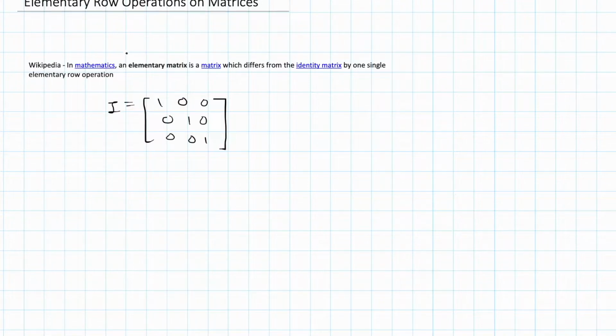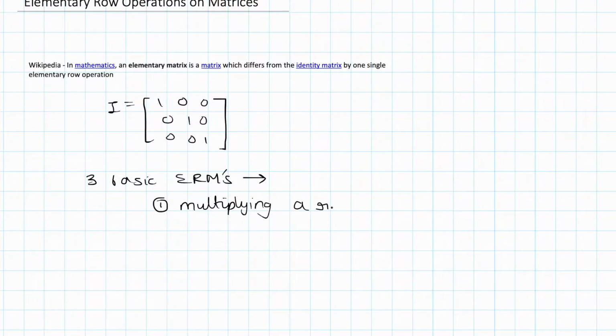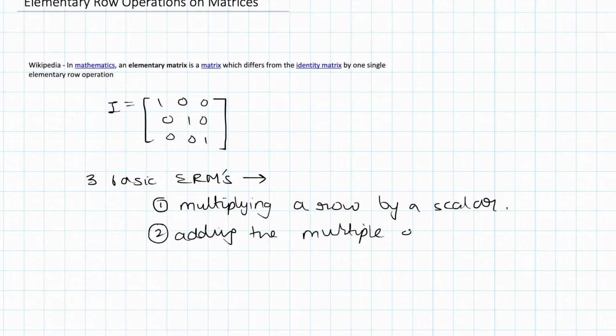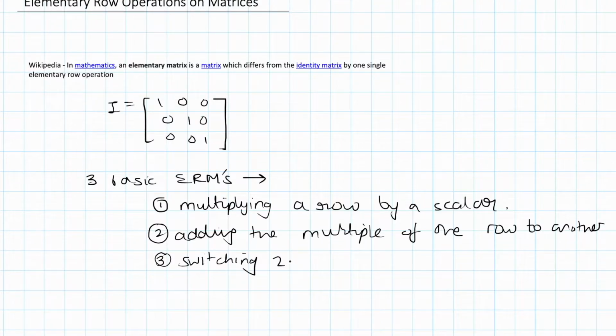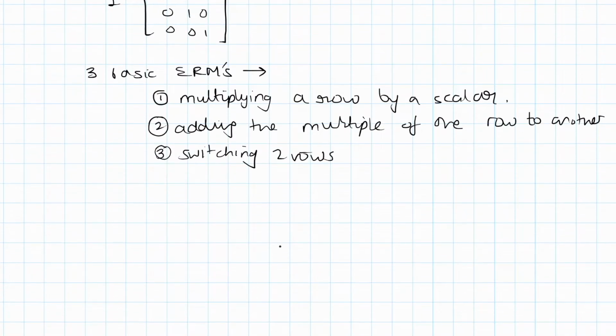Now Gauss was a famous mathematician who told us about three basic elementary row operations. So three basic ERMs, elementary row operations. The first was multiplying a row by a scalar, as we saw during the scalar multiplication definition. The second elementary row operation is adding the multiple of one row to another. And the third is switching two rows. Now let's take an example of each of these elementary row operations and create an elementary matrix.